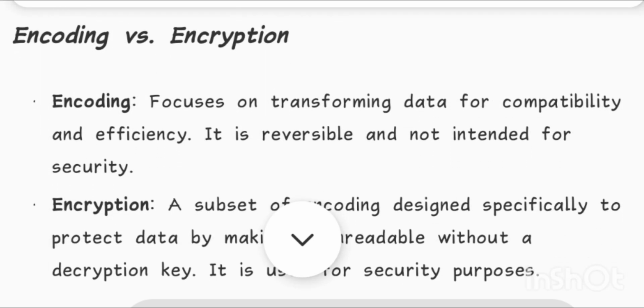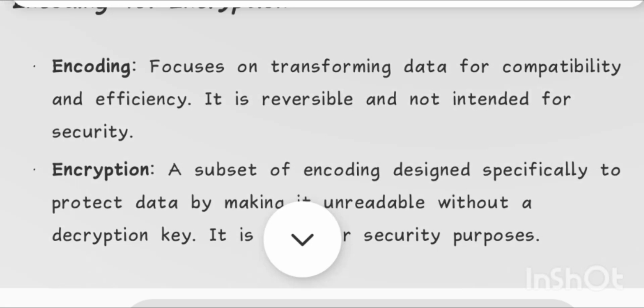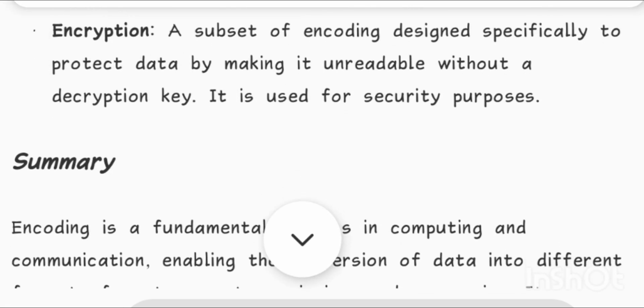Encoding versus encryption. Encoding focuses on transforming data for compatibility and efficiency. It is reversible and not intended for security. Encryption, a subset of encoding designed specifically to protect data by making it unreadable without a decryption key. It is used for security purposes.